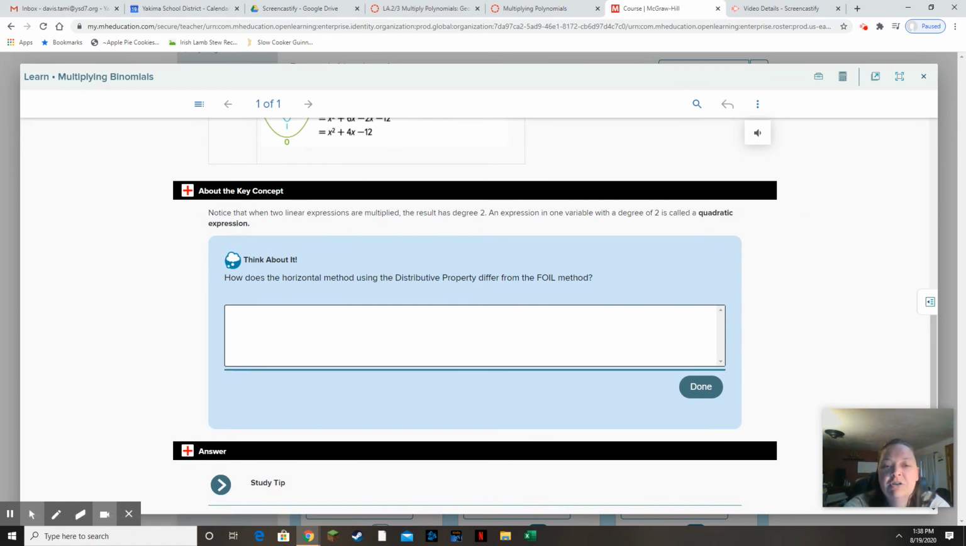Notice that when two linear expressions are multiplied, the result is degree 2. An expression in one variable with a degree of 2 is called a quadratic expression, just like we talked about in our vocabulary video. How does the horizontal method using the distributive property differ from the FOIL method? Go ahead and write down in your own words how those two methods are different from each other.